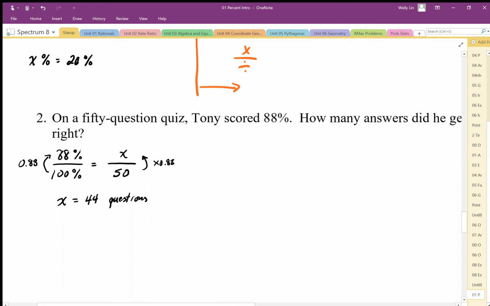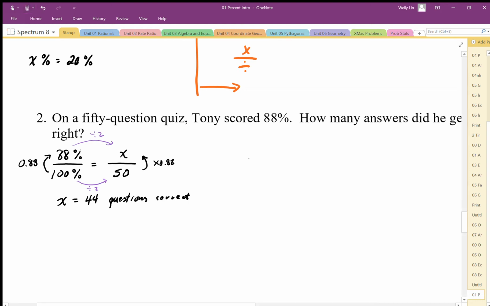Okay, this is 44 questions correct. Now again, I want you to recognize that there is a left and right multiplier, and if you chose to use that one, that's perfectly fine. This is divide by 2. Divide by 2 would also have worked. Okay, we can also use this multiplying strategy.